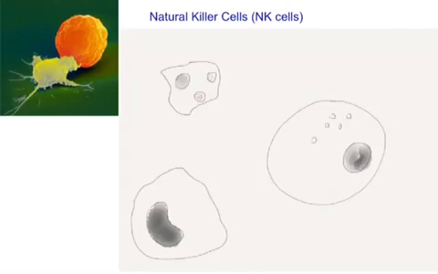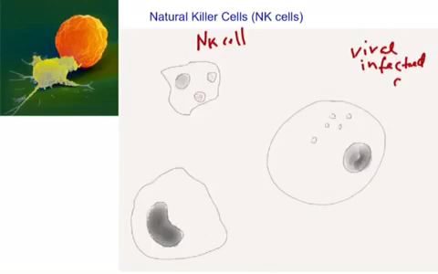In this very short tutorial, we'll just have a look at how natural killer cells go about doing their work. So in this diagram here, the natural killer cell is this one. Over here we have a virally infected cell, or a viral infected cell. And over here we have a phagocyte.